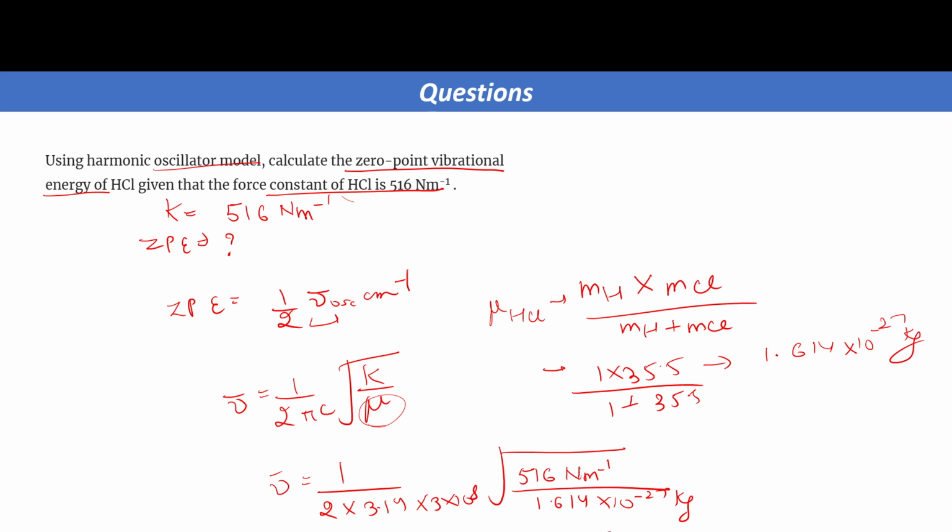Now this value we know. Now we will substitute this value here to calculate the zero-point energy. The zero-point energy will be half of 2.97 into 10 raised to power 5. So it will come out to be 1487.